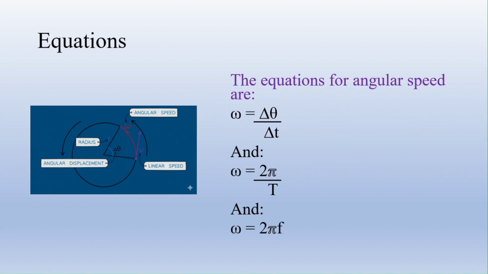So the equations for angular speed, or you can also say angular velocity, are omega equals delta theta over delta t. And there's another one where omega equals 2 pi over T, and where omega equals 2 pi f. Okay, so just try to remember these equations, all right?